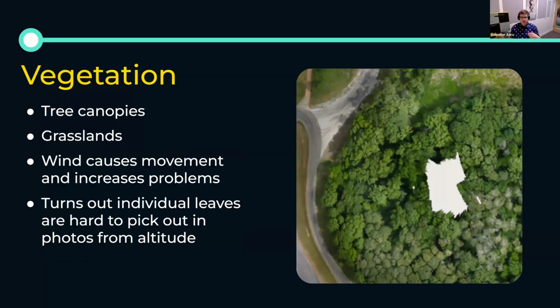And then it turns out that trying to pick out an individual leaf in photos from altitude is really, really tough. So just like the water around the edges of this grove, we're able to stitch together using these features like the road and things like that. Once you get over the trees and that's all you see, big hole in the model. So keep that in mind when you're flying. And again, that's only going to be prevalent in certain areas or certain sites. Obviously, if you're doing a grubbed site, you're not going to run into this problem.